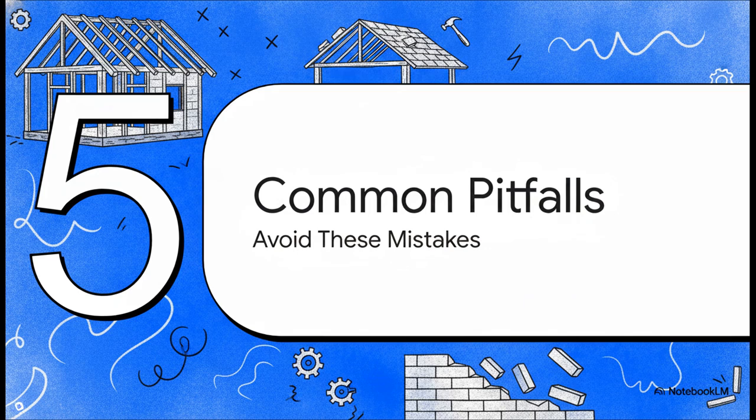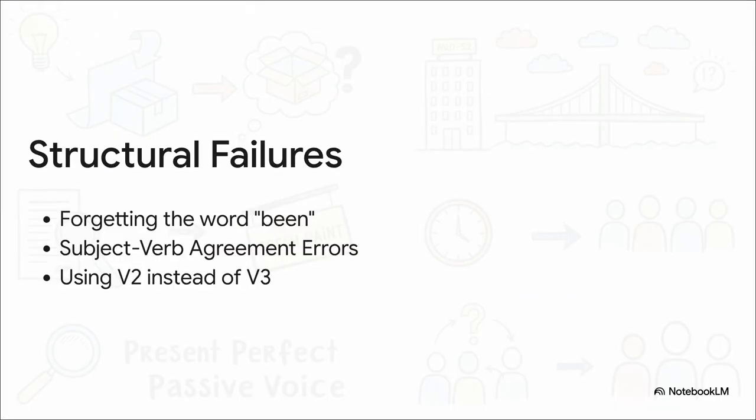Finally, Section 5, Common Pitfalls to Avoid. Here are the 3 most common structural failures people make when writing or speaking in this tense. 1. Forgetting the word been. 2. Subject-verb agreement errors. And 3. Using a V2 past tense verb instead of the required V3 past participle.